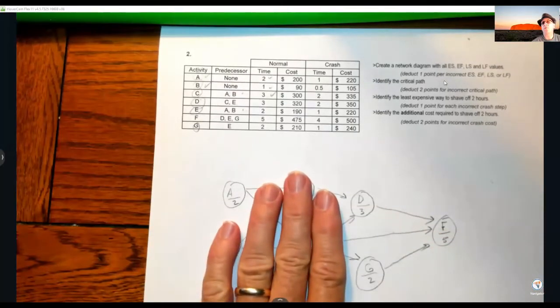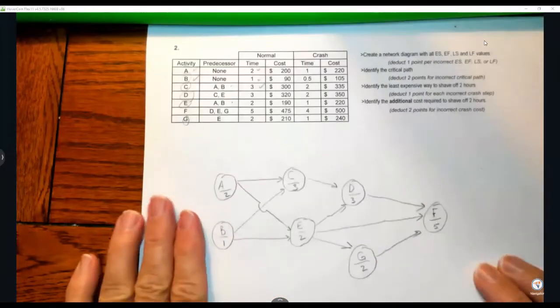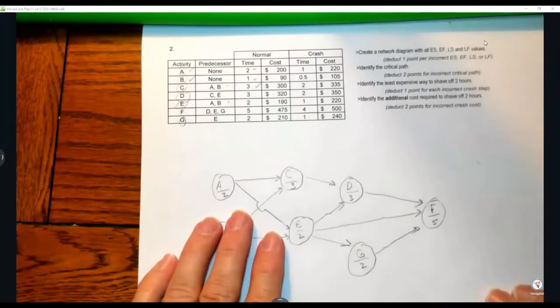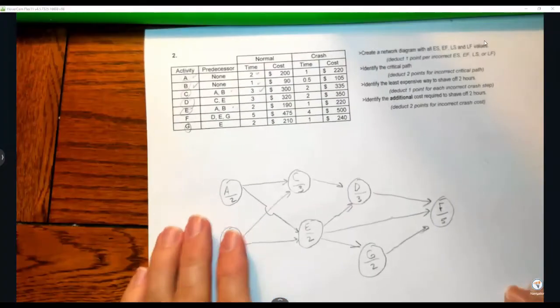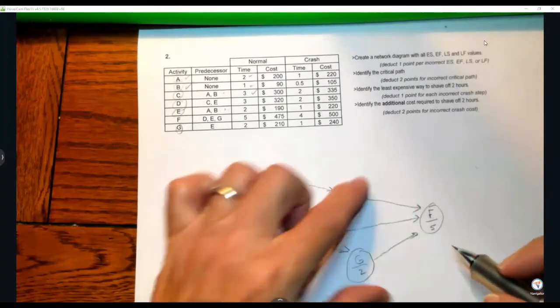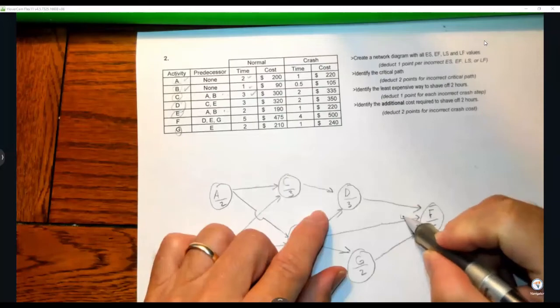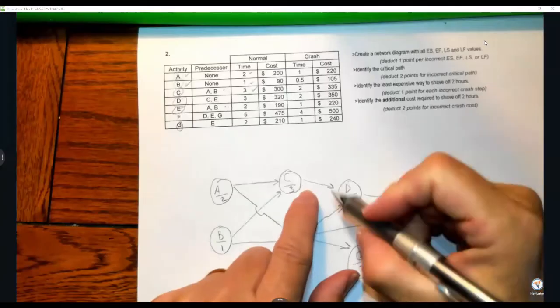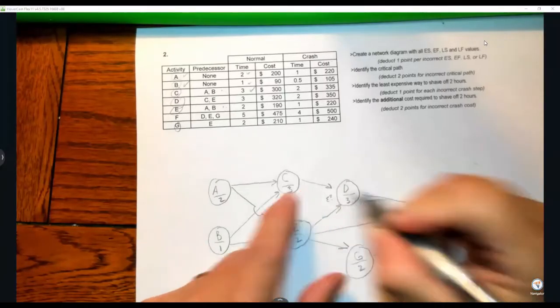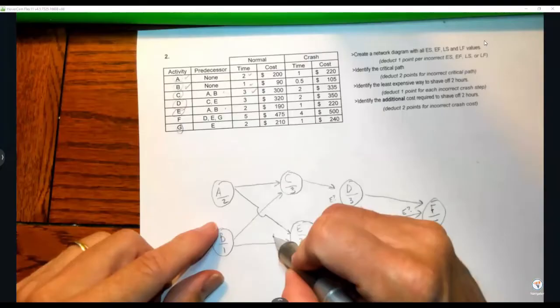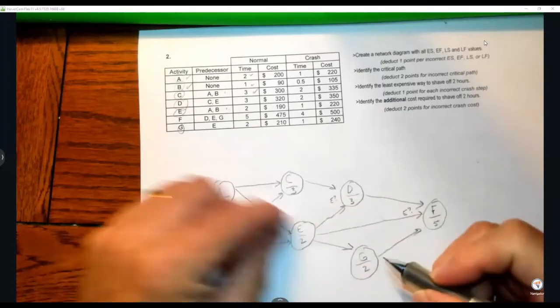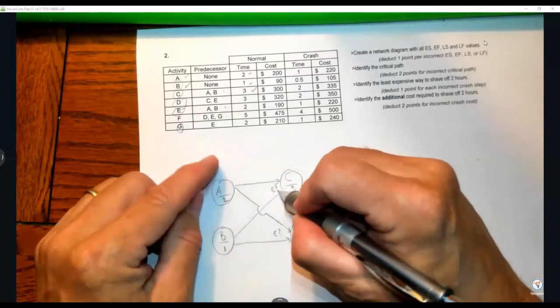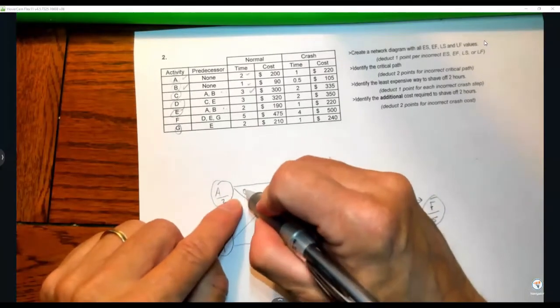So there's that. Okay, so we have to go calculate our ESs, EFs, LSs, and LFs, and I'm going to put my question marks on it because it's a little bit more complicated. Remember, arrows coming in, I have to make my decision about E's here. Two arrows coming in, I have to make an E decision. Two arrows coming in, I have to make an E decision.